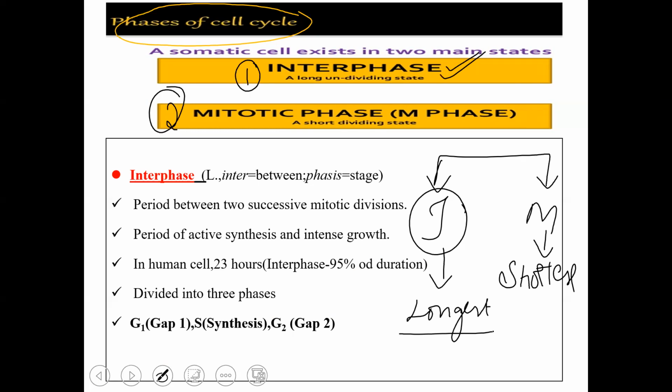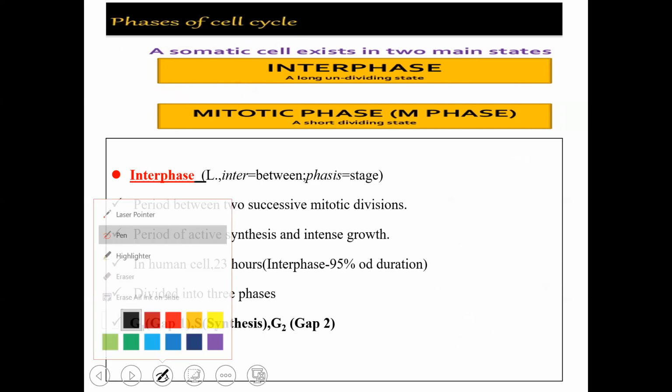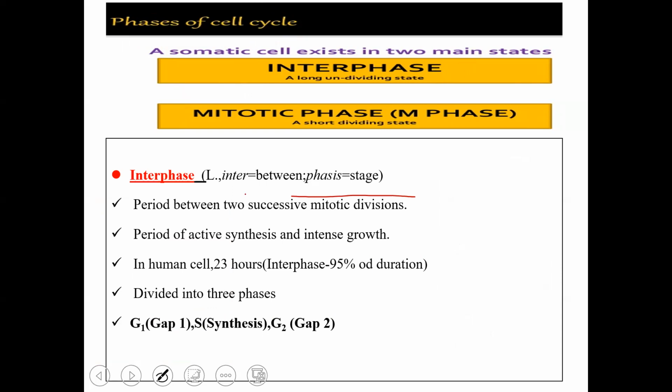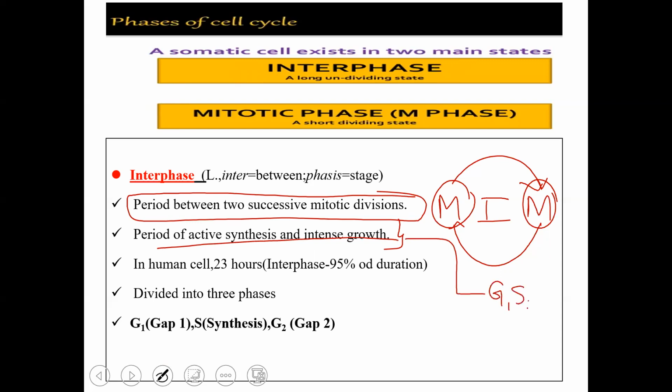So first, inter means between, phases means stages. What we have to focus on are the events which majorly take place in interphase. Interphase is the period between two successive mitotic divisions. As I told you, M phase, then comes interphase, and then again comes the mitotic phase. So this is a complete cycle, sequential events which take place from one cell division to another cell division. The period of active synthesis and intense growth takes place in interphase, which includes G1 phase, S phase, and G2 phase.